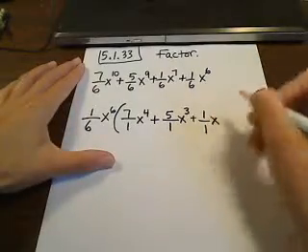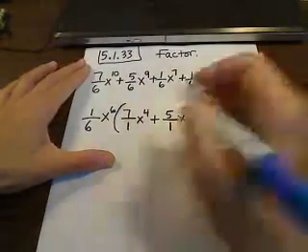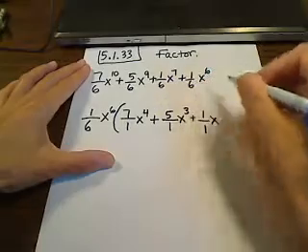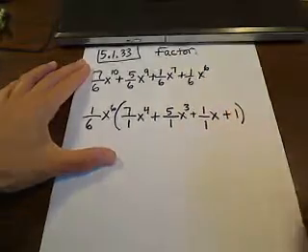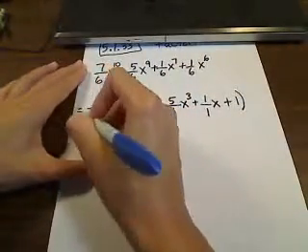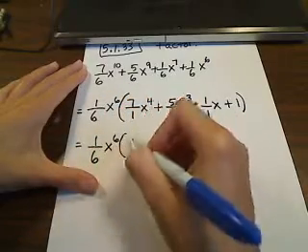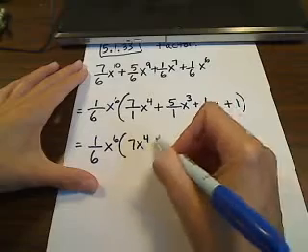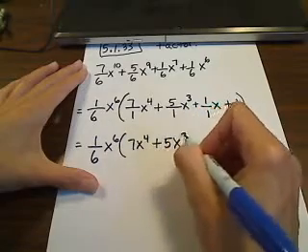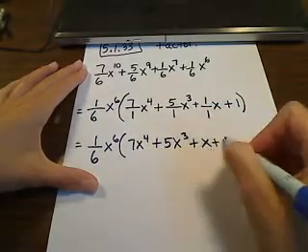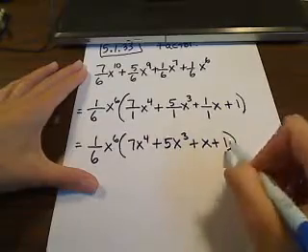I need an x to the 1st power, and then this is actually just this, so I would just need a plus 1 there. So if I simplify this, I would have 7x to the 4th plus 5x cubed plus x plus 1. And that would be it.